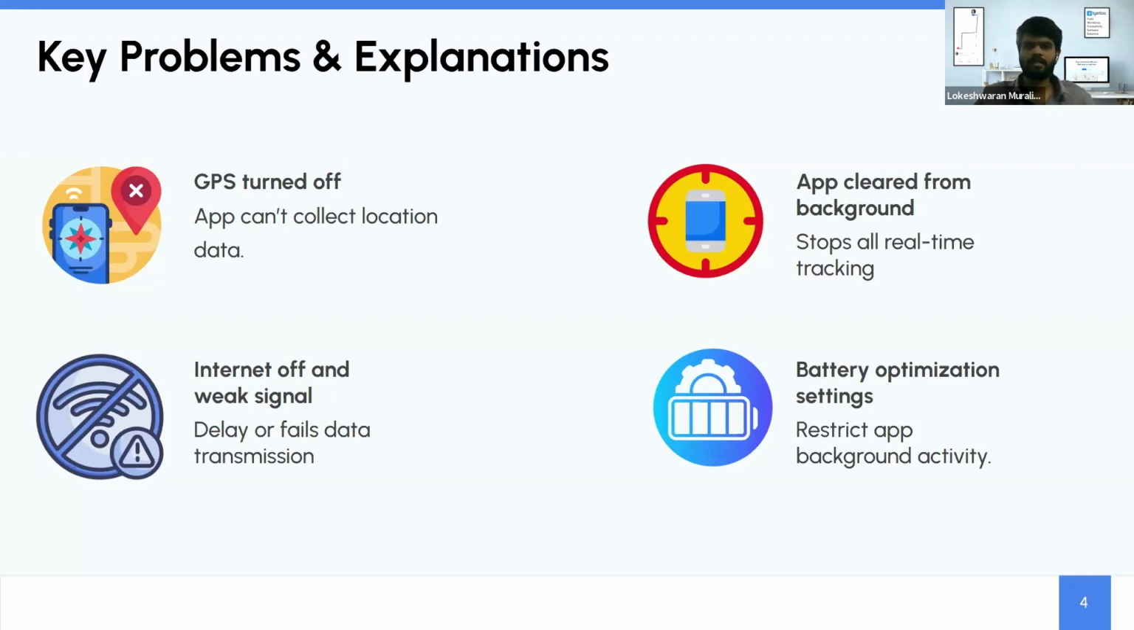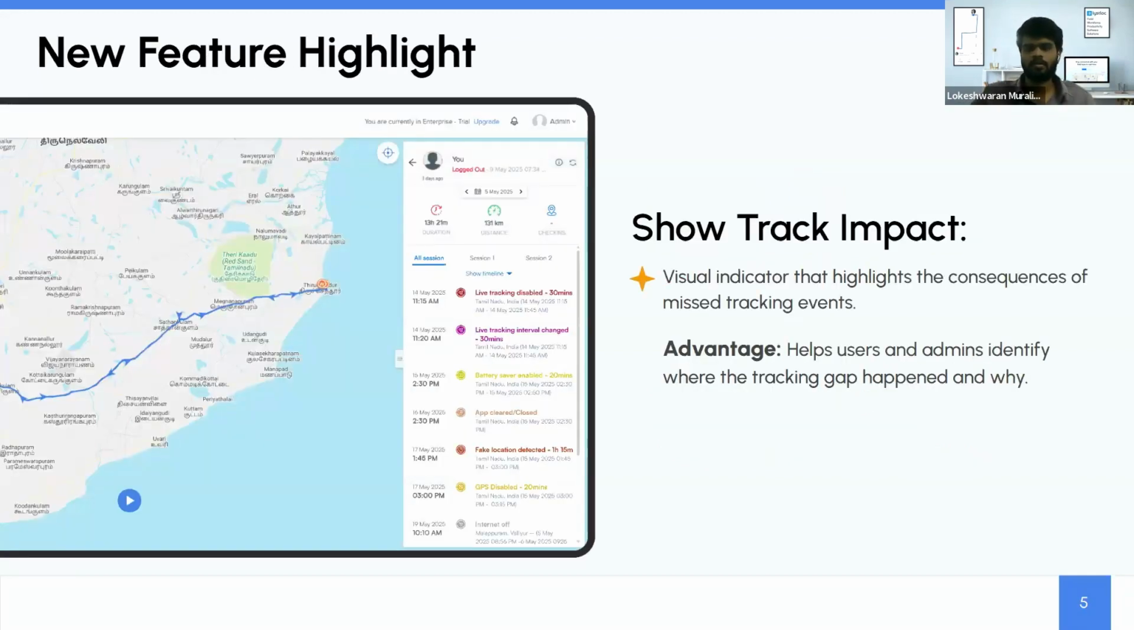Moving on to the next slide. Here I'd like to highlight a new feature we have recently introduced, which is Show Tracking Impact. It is a visual indicator that highlights missed tracking events, helping users and admins quickly identify where the gap occurred and understand the reason behind it.